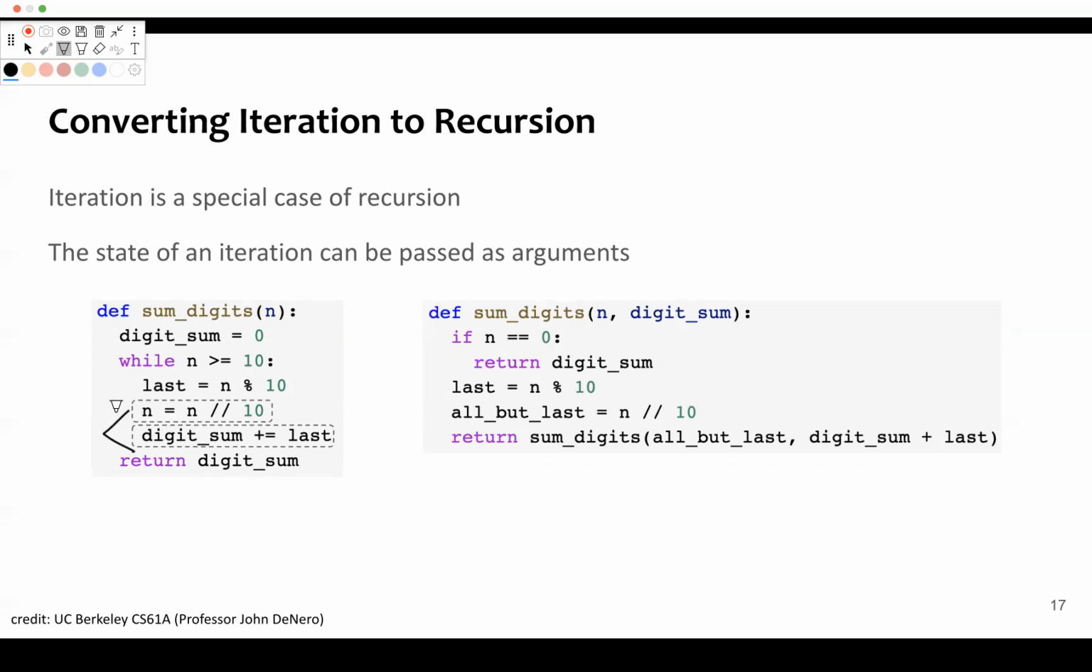Thank you for sharing your answer. In this case, we can just pass these variables as arguments to the function call like this. So this is how we convert iteration to recursion and recursion to iteration.